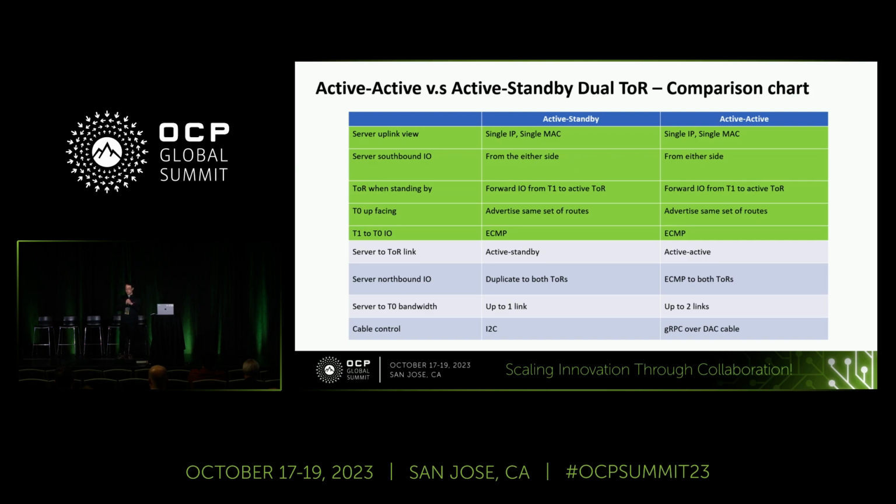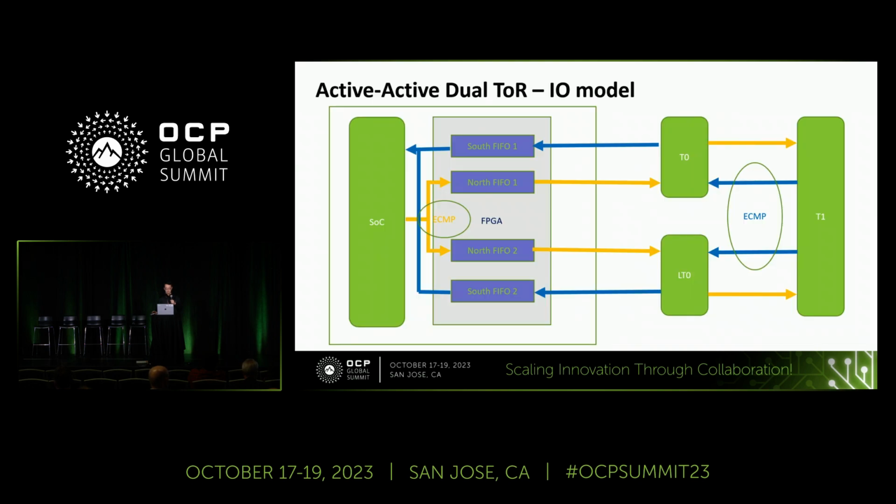And yeah, we talked about bandwidth already, and we already talked about the cable control briefly. So the key part of this active dual ToR is that we do have to have a way for both ToRs to understand the active or standby status of those two uplinks, right?